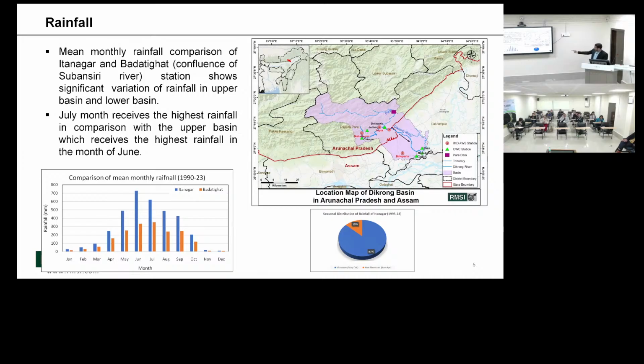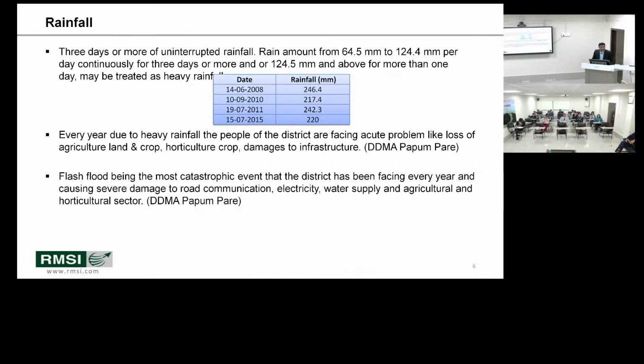I have also included a pie chart here. About 87% of the rainfall occurs in the monsoon, as shown by the Itanagar rainfall station, and very little rainfall occurs in the non-monsoon season.